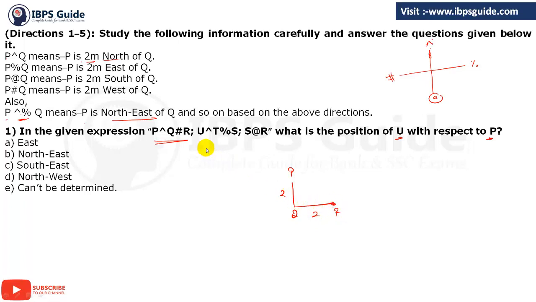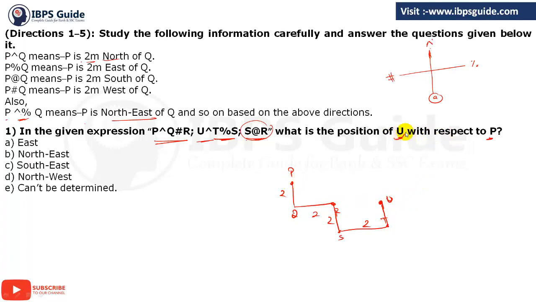Now we have to pick a point, so there you have R. S at the rate R, at the rate means S is in the south of R, and that will be 2 meter. Now T percentage S, percentage means east, so T is in the east of S, which will also be 2 meter. And U power T means U is in the north of T and it will be 2 meter, so U will be in the east of R. Clear? So this is the point P and this is the point U.